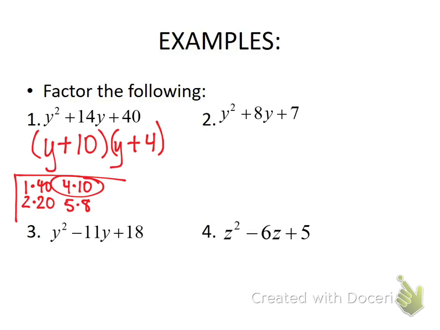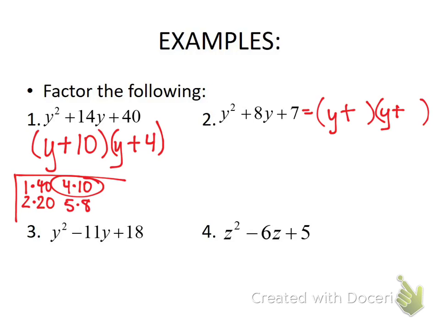Okay. Questions about how we did number 1? All right, on number 2. Let's start setting up my binomials. What's going to go in the front? A y, because that's how we get a y squared. What are our signs going to be? Both positive. We've got a positive C and a positive B, so they will both be positive.